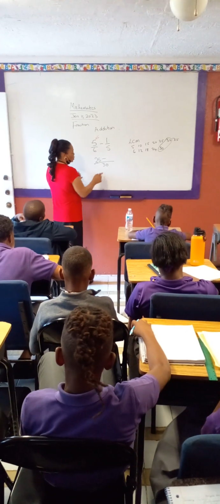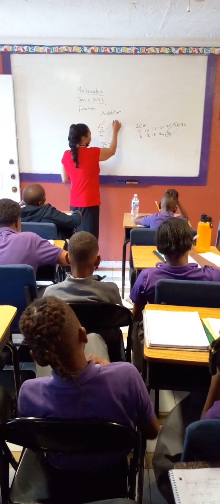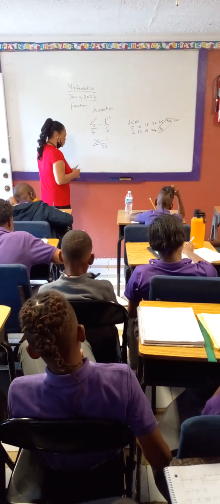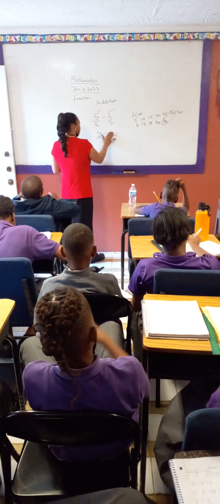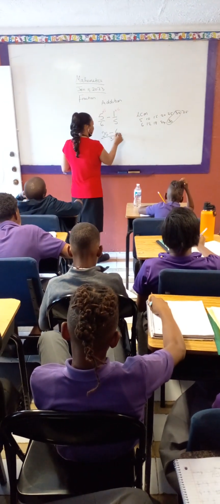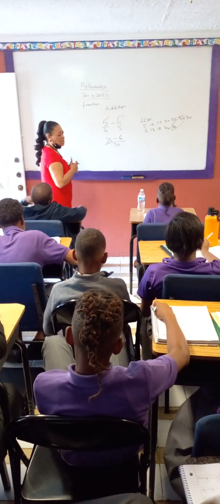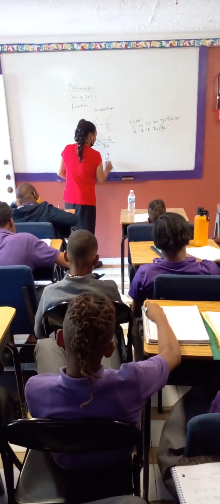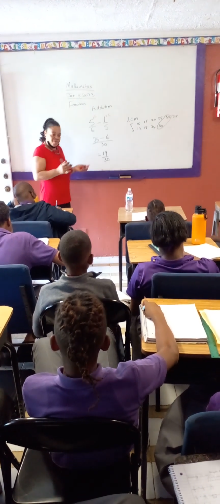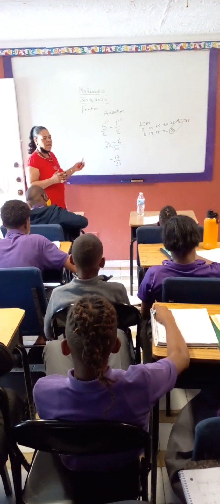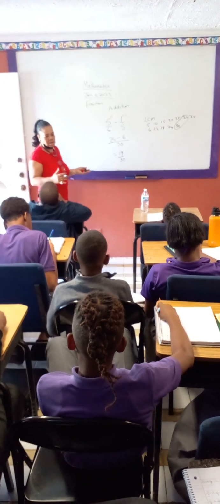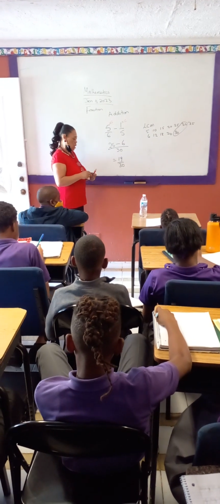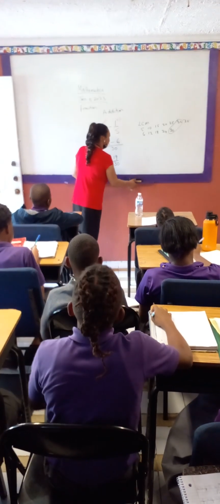5 into 30 is going to go 6 times. And what is 6 times 1? 6. So 25 take away 6. This time it's take away. 25 take away 6, we are left with 19. 19 over 30. And this time it is a proper fraction. It's not top heavy, it's a proper fraction, so there's nothing else for me to do except to leave it as 19 over 30.